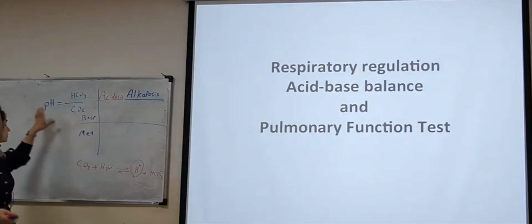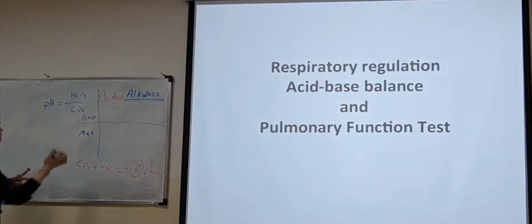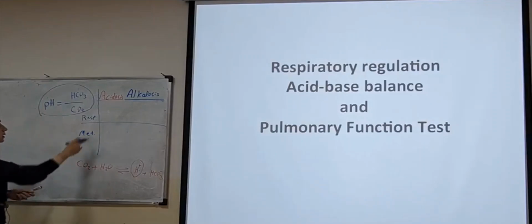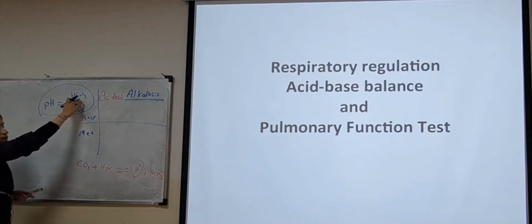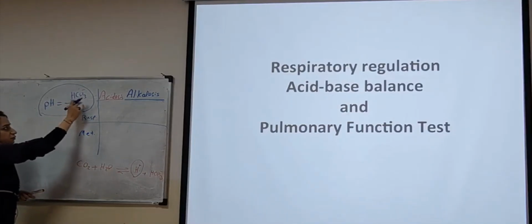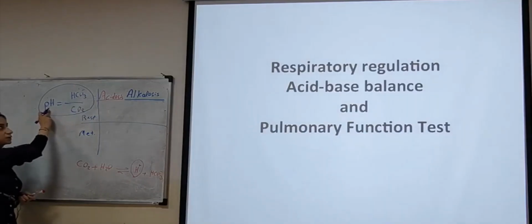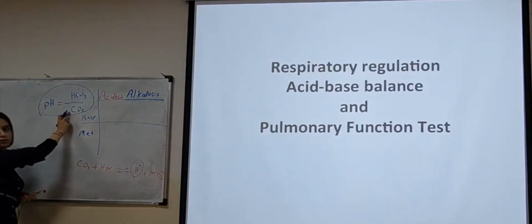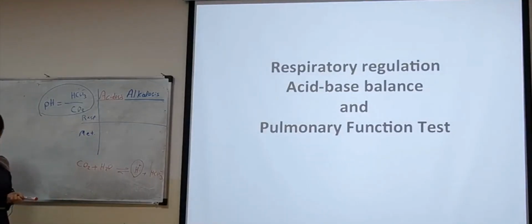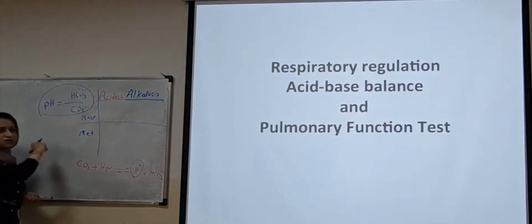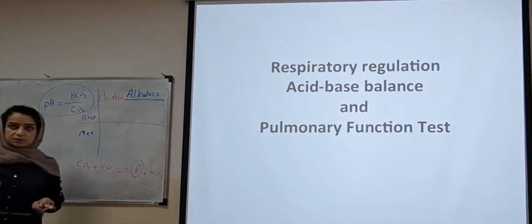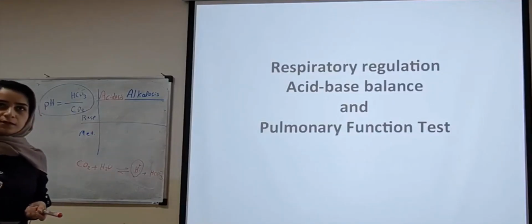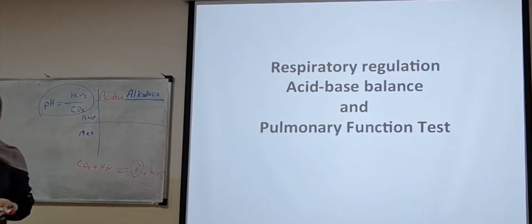Whenever there is a change in the equation, whenever there is a change in the CO2, or in the HCO3, which is bicarbonate, changing the CO2 level causes a change in the pH level. Whenever we have a change in the CO2, this means it is a respiratory abnormality. Whenever we have a change in the HCO3, this means it is metabolic. So any cause of acid-base imbalance apart from the respiratory is a metabolic acid-base imbalance.